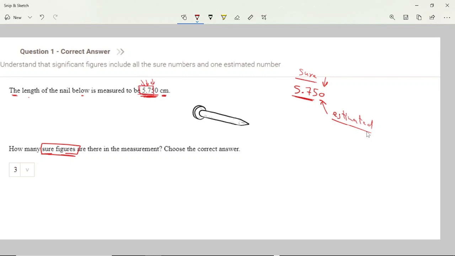Let's say I have another number, for example 6.71. The sure numbers will be 6 and 7, which are 2 figures, and the estimated one is the last digit. This is the estimated figure, and these are the sure figures. So the answer here will be 3 digits.